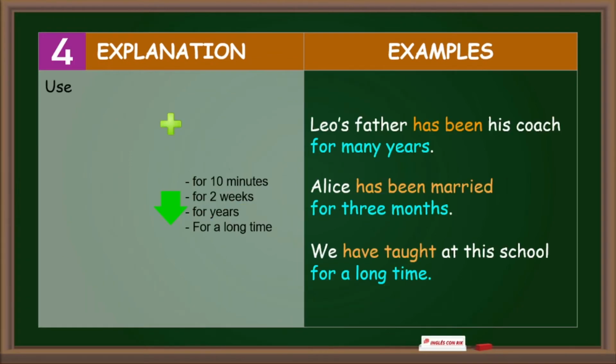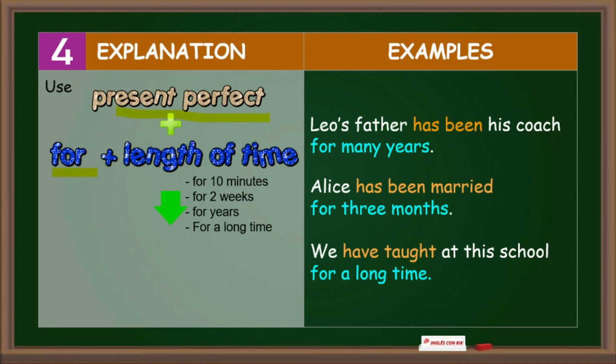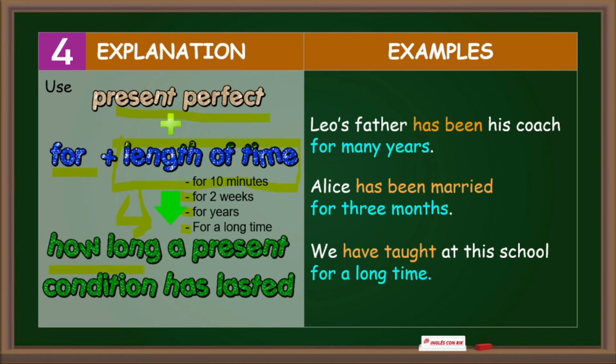Number 4. Use the present perfect with for plus length of time, like for 10 minutes, for 2 weeks, for years, for a long time, to show how long a present condition has lasted. For example, Leo's father has been his coach for many years. Alice has been married for 3 months. We have taught at this school for a long time.